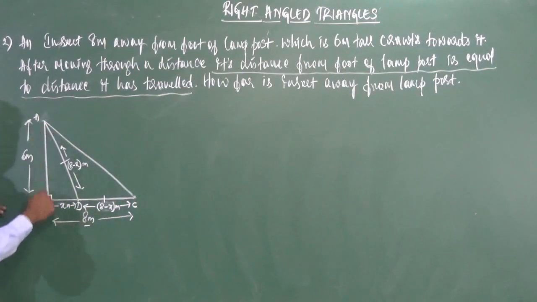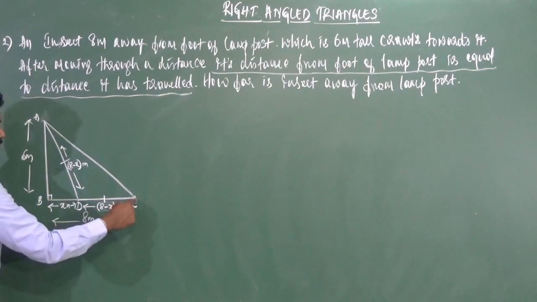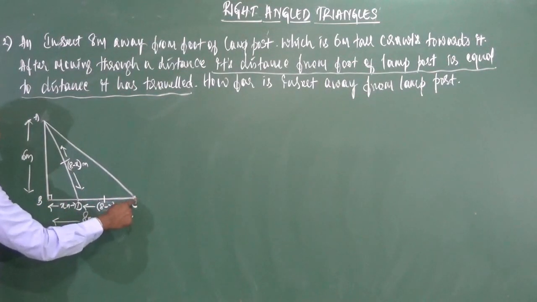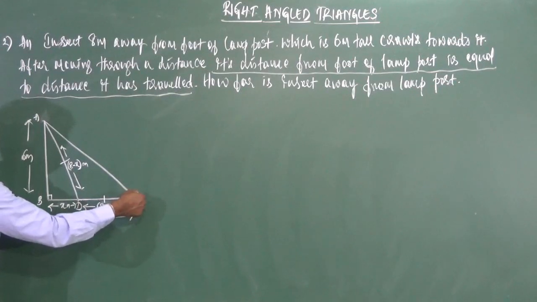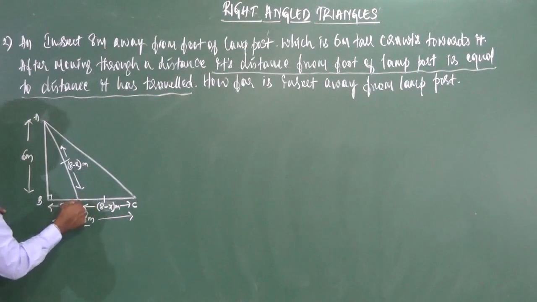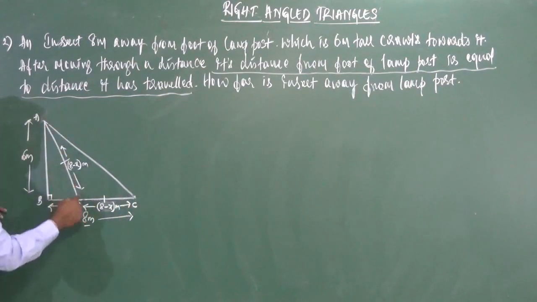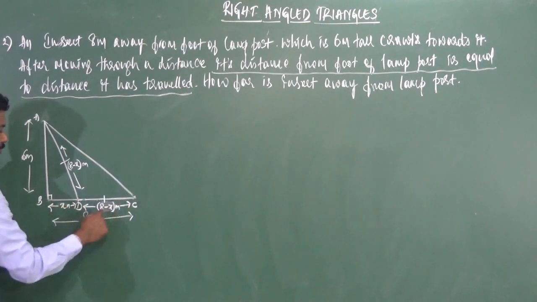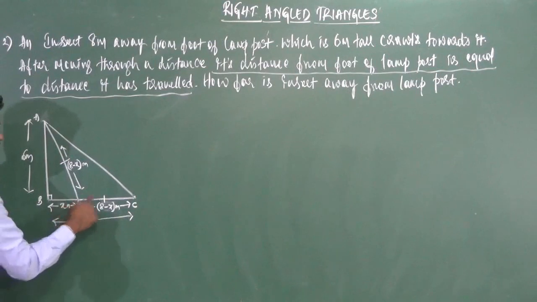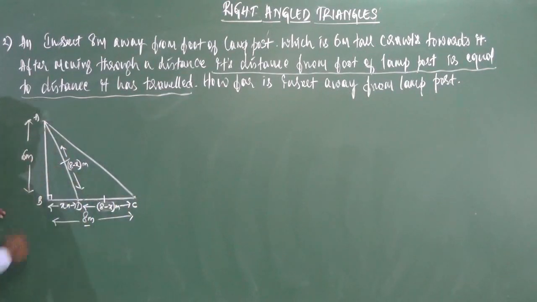So let AB be the height of the lamppost. Let the insect be at point C. Let the insect move towards the foot of the lamppost and reach point D. Then BD plus DC is equal to BC, and DC is equal to AD. So let BD be x meters. Then DC is equal to 8 minus x. But DC is equal to AD. Therefore, AD is equal to 8 minus x meters.